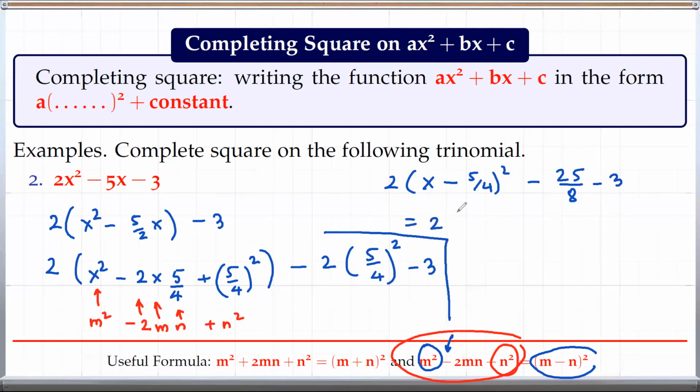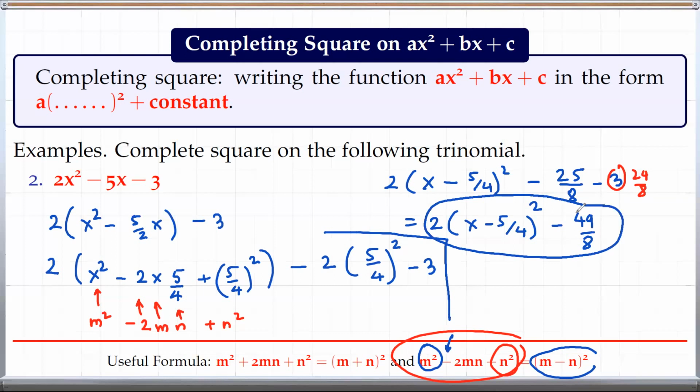So this becomes 2 times x minus 5 by 4 squared, minus 25 by 8 minus 3. If you want to have a common denominator, that 3 we can write as 24 by 8. So we have negative 25 minus 24, which is negative 49 by 8. So this is in the required form, the complete square form for the given expression. Let's look at the next example now.